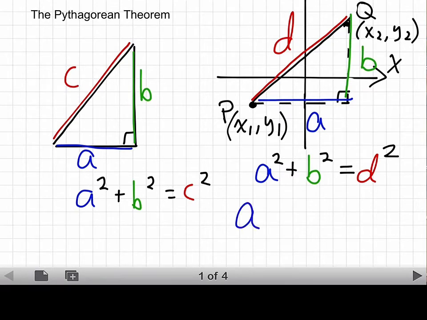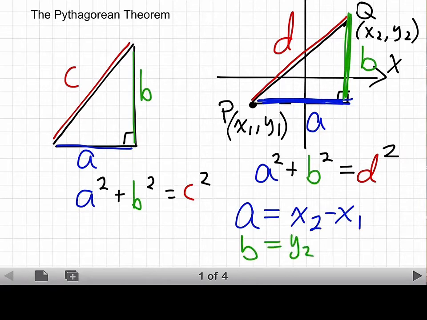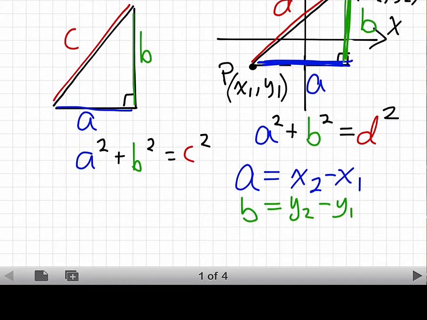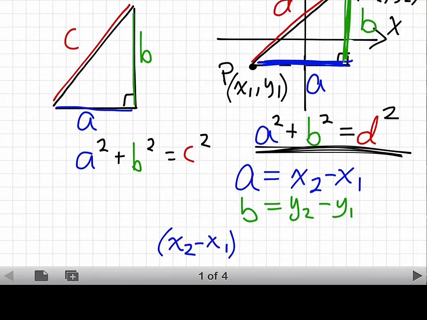So now let's consider A. A is the distance between the x-coordinates, and being a distance, we can think of that as a difference. A is x2 minus x1, kind of like we have in the slope formula. Likewise, B is the difference in the y-coordinates, so B is y2 minus y1. Substituting these in the Pythagorean theorem formula that we have, we get, in place of A, x2 minus x1. In place of B, we get y2 minus y1.